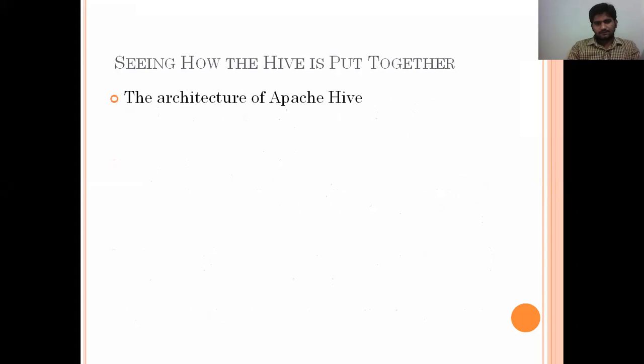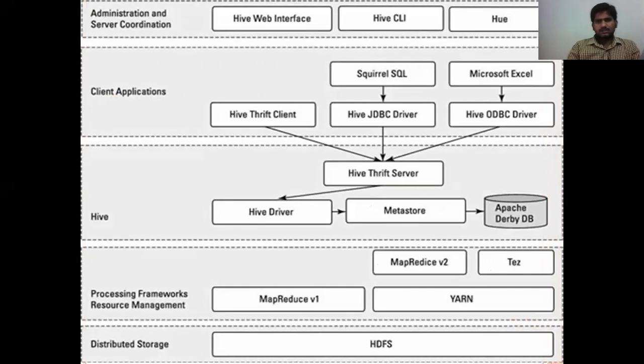Okay. Then seeing how Hive is put together. So the architecture of Hive we are going to see here. So what is this? I think the previous diagram and this diagram. The previous diagram is the total; these parts we have explained. Even in those parts, what is the internal behavior?